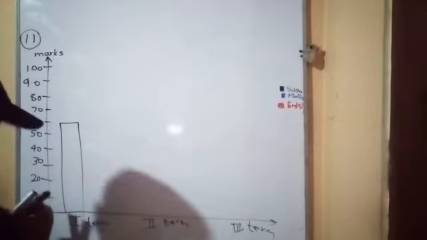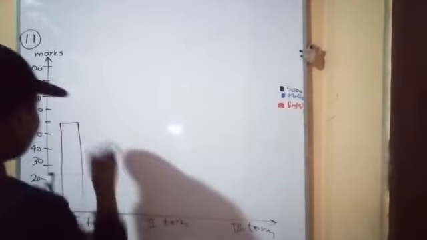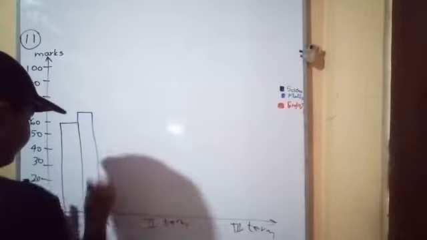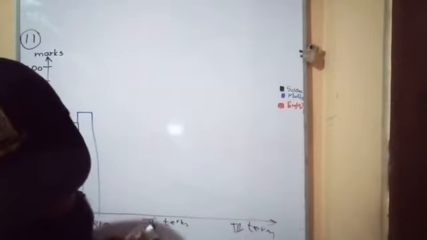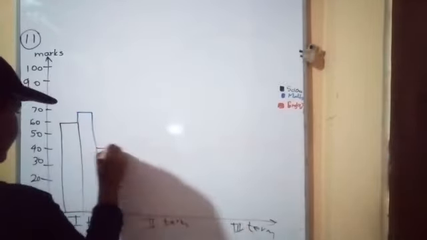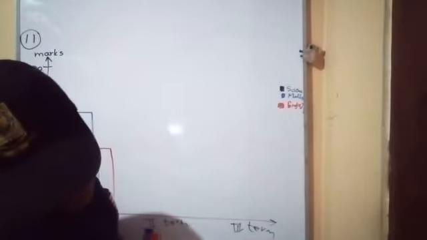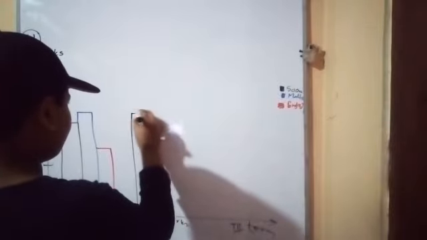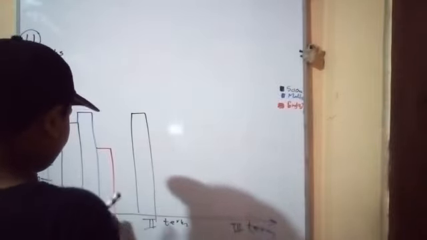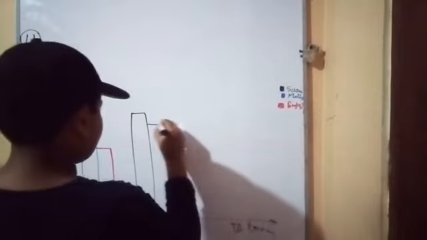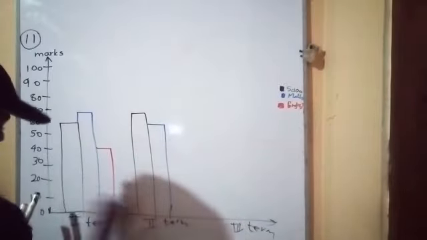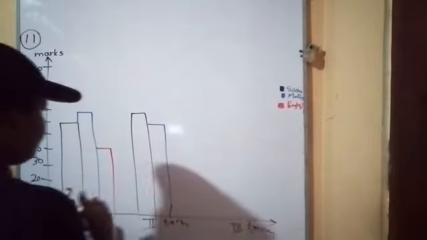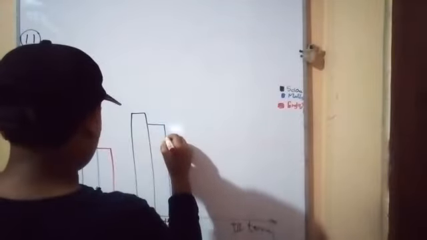I can draw like this. And they have 70. I draw like this. Now in English they have 40. In the second term, now they are 70, 60, 50.